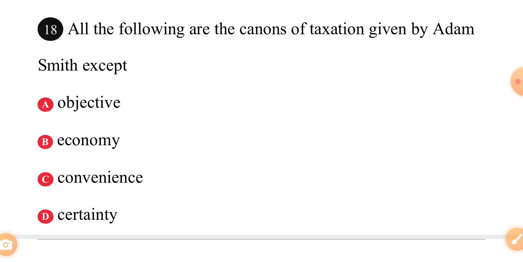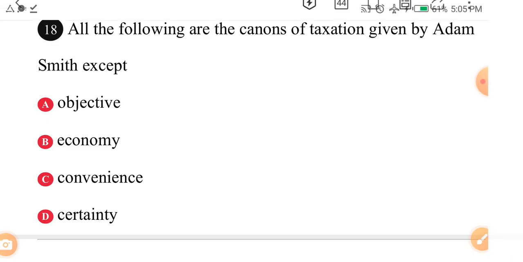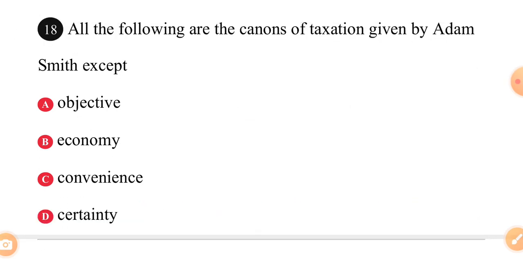All the following are canons of taxation given by Adam Smith, except A. Objective. B. Economy. C. Convenience. D. Certainty. The answer to question number 18 is A. Objective.